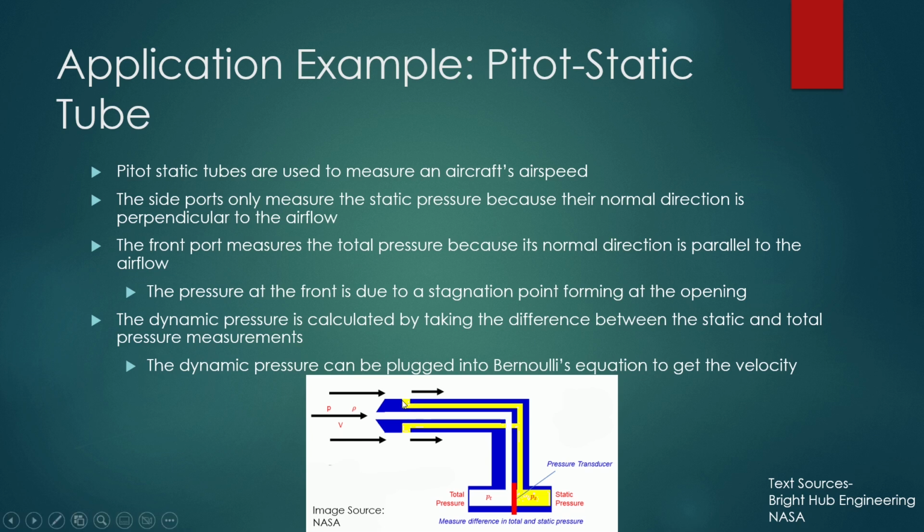Right here, these side ports are only going to measure the static pressure because their normal direction, which is the direction extending perpendicular to the opening, is perpendicular to the airflow. The front port will measure the total pressure because its normal direction is parallel to the airflow. I'm not going to get too far into this, but the pressure at the front is going to be caused by the stagnation point that will form there. So then you can calculate the dynamic pressure by taking the difference between the static and total pressure measurements.